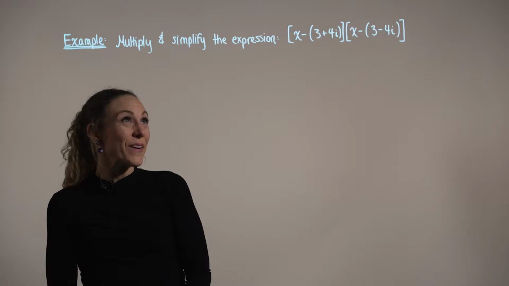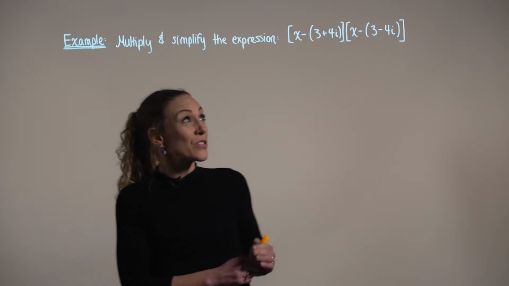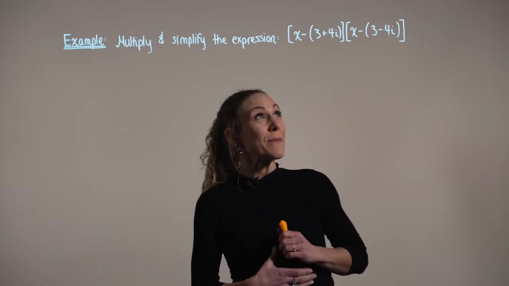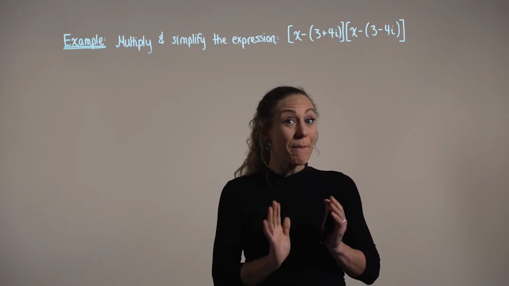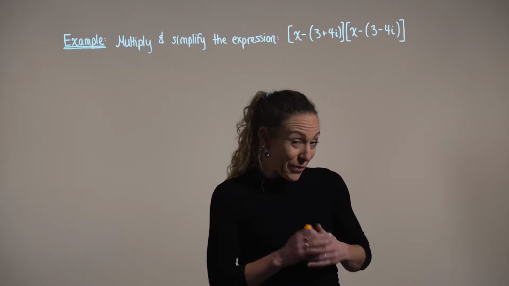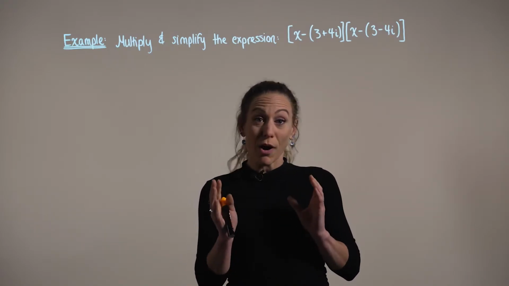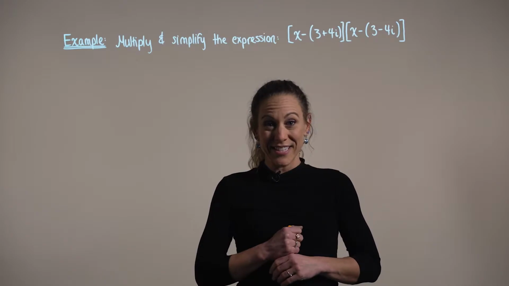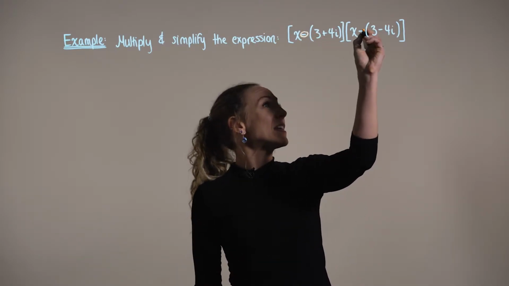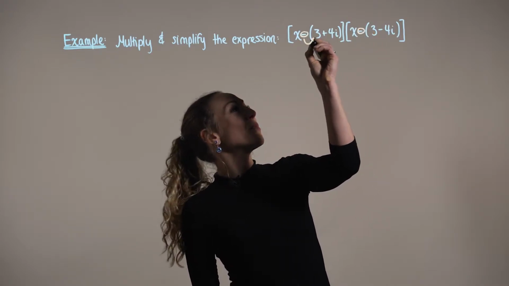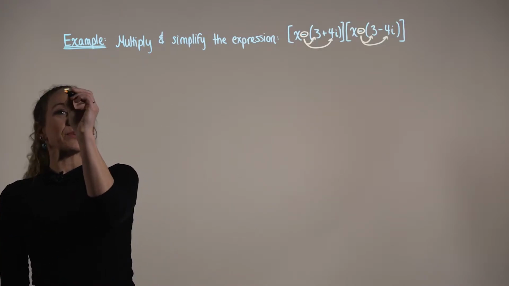In this example, we are asked to multiply and simplify the following product. So here we have x minus 3 plus 4i, all multiplied by x minus 3 minus 4i. Now, the first thing that we want to do here is rewrite this expression as the product of two complex numbers. And in order to do that, we need to distribute the negative in each one of the terms through the binomial. So doing this, we are left with the expression.